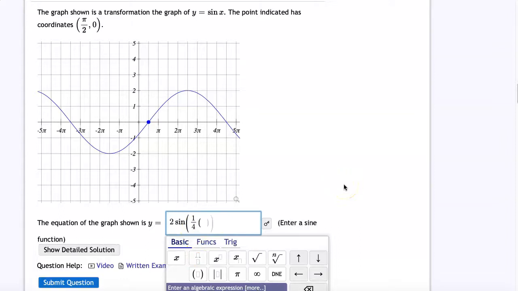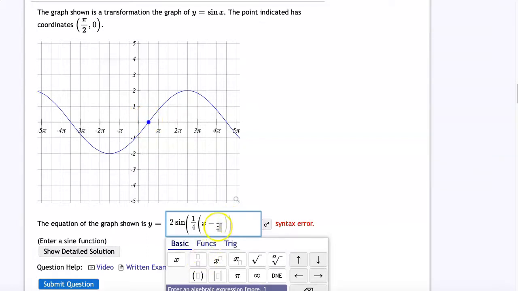And now we're going to have another set of parentheses for the fact that we are shifting to the right pi halves. A shift to the right pi halves is represented by x minus pi halves. If you shift to the left, it's a plus. If you shift to the right, it's a minus.